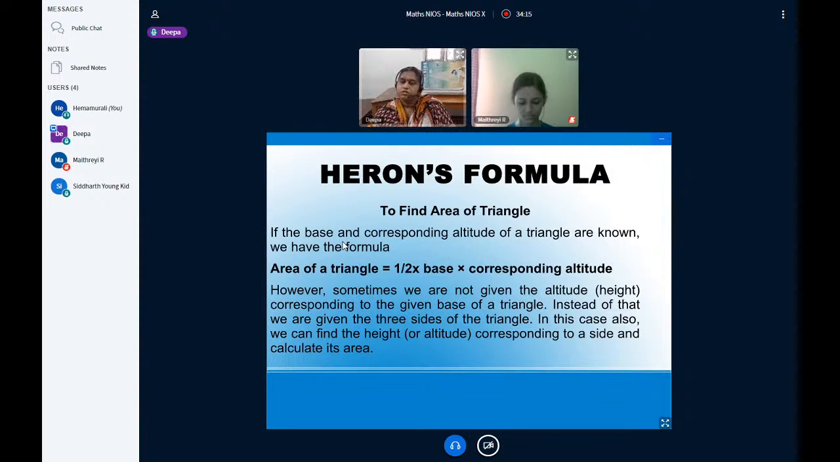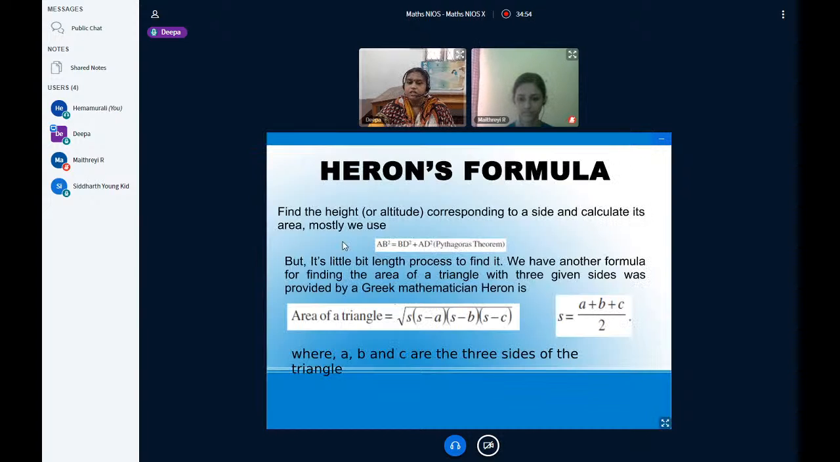Next, we are going to see about Heron's formula. It's used to find the area of a triangle. If the base and corresponding altitude of a triangle are known, we have the formula: area of a triangle is equal to half into base into corresponding altitude. But sometimes we are not given the altitude, that means height, corresponding to the given base of a triangle. Instead, they give the three sides of the triangle. In that case, we should find the height corresponding to the side and calculate the area.